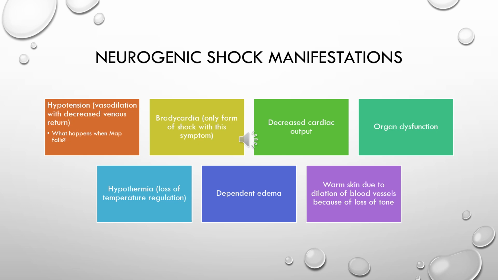And because you have that loss of vascular resistance and everything's pooling, you can wind up with some dependent edema. So those are the clinical manifestations you will see with neurogenic shock.